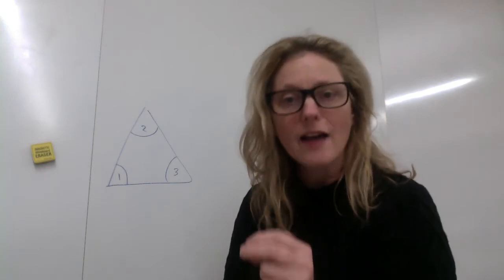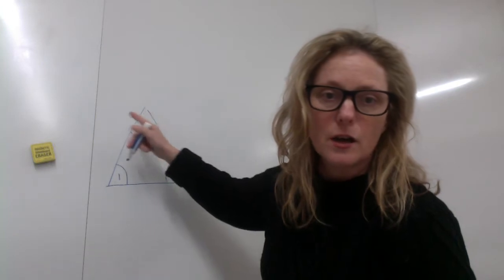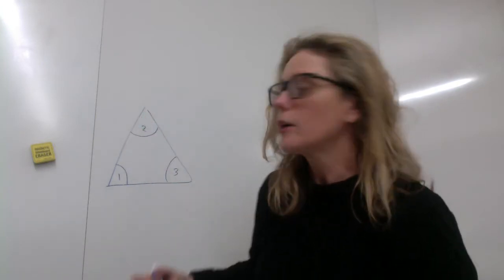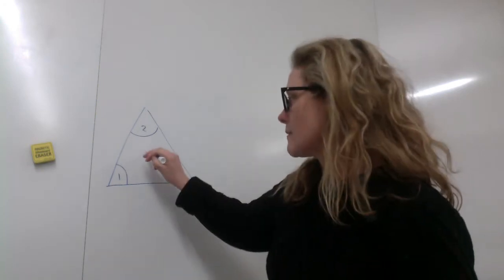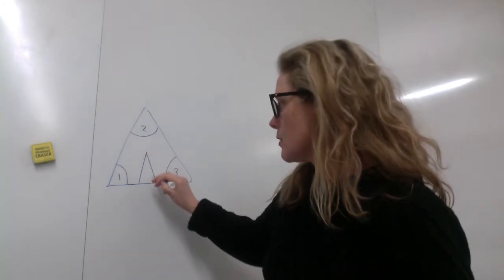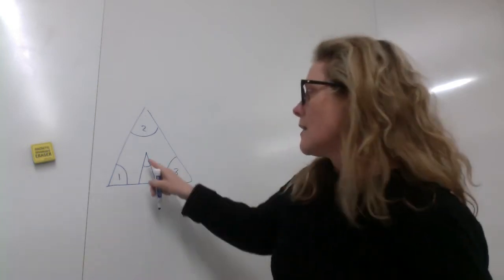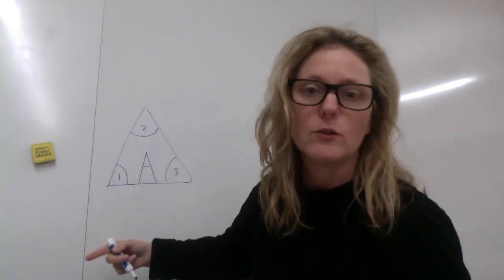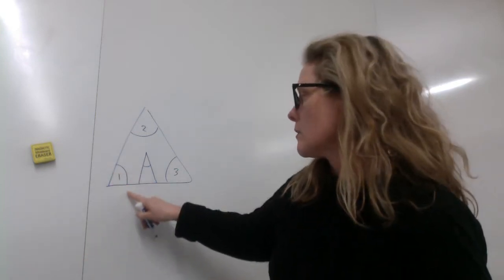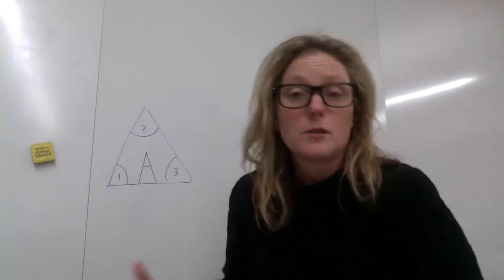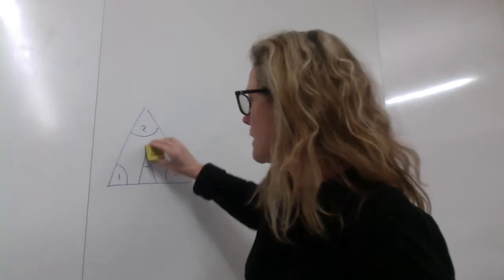Those angles have to be made from the sides of the triangle. So there could be another angle inside this triangle. For example, if I did something like this, that's an angle that's inside that triangle, but that angle is not an interior angle. An interior angle is formed by the sides of the triangle, or the sides of a hexagon, whatever the size of the polygon is.